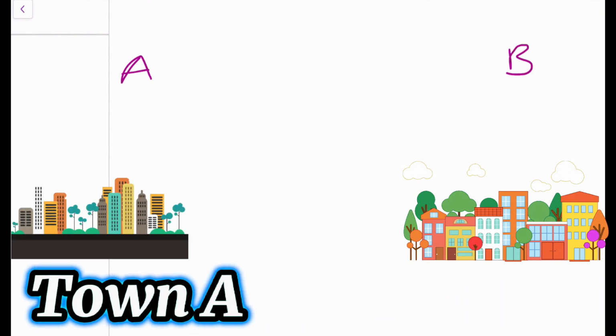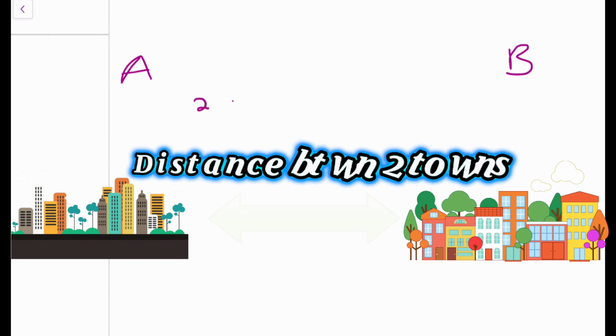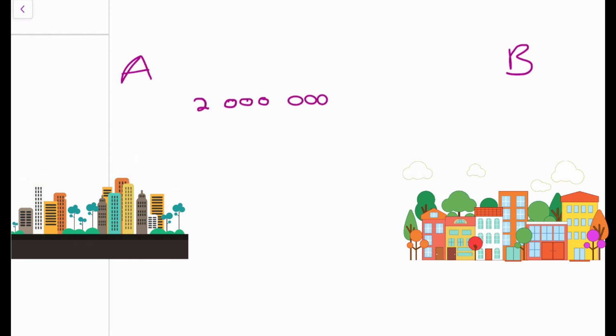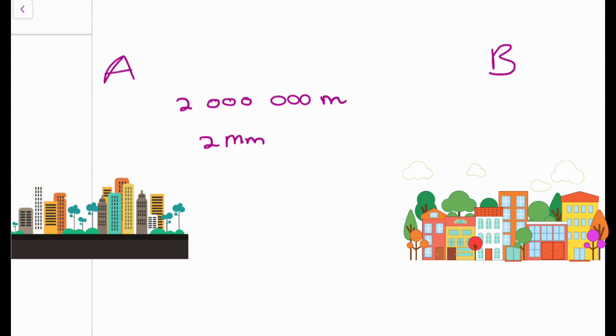Let's assume that we have a town at point A and another town at point B, and the distance between these two towns is, let's just say, 2 million meters. That is very big for me to write, right? Instead of saying 2 million meters, I could just say 2 megameters, and then I'm done. I just have to say 2 megameters.